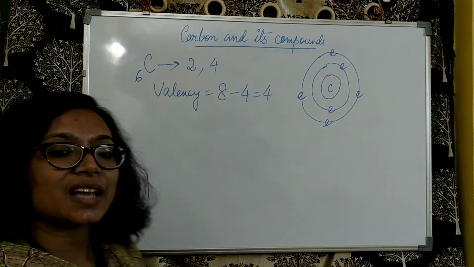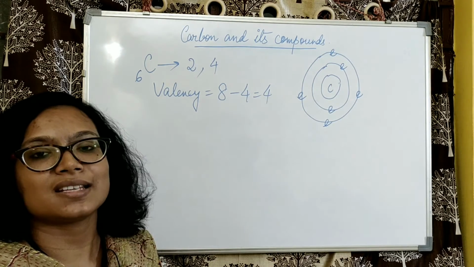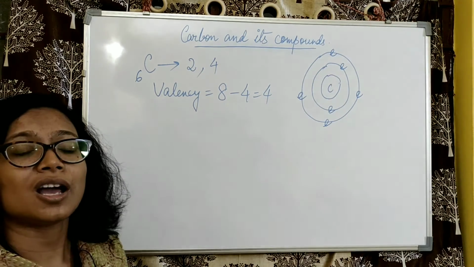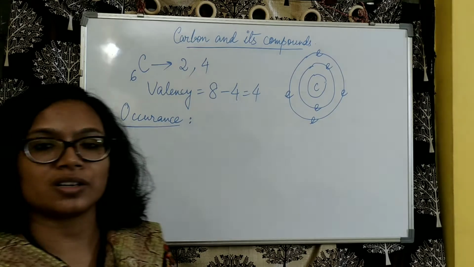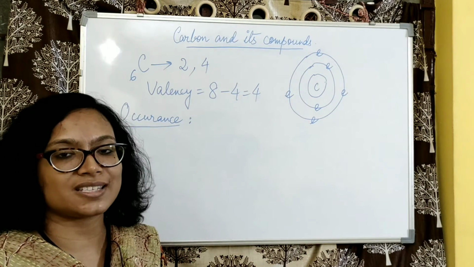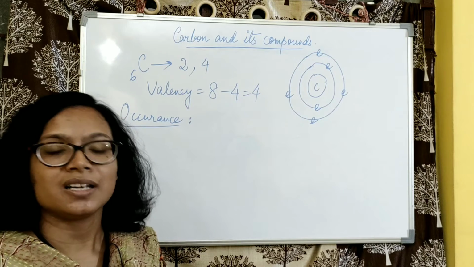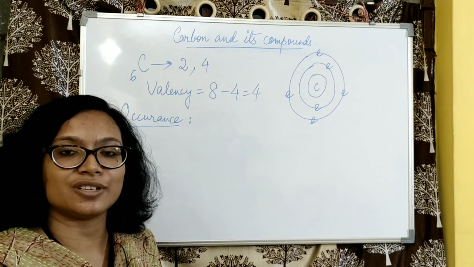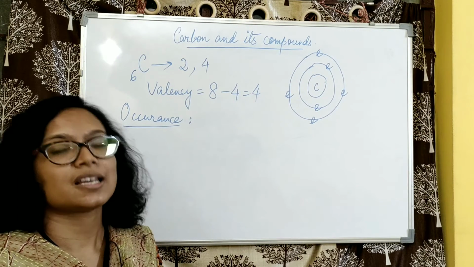So carbon can form covalent bonds with carbon itself as well as other elements. Now let us have an idea about how carbon occurs in nature. Carbon can occur in nature in the free state, in the form of graphite or diamond. Another form in which carbon exists is Buckminster fullerene. This has been recently discovered.